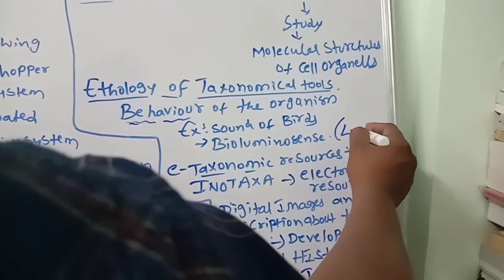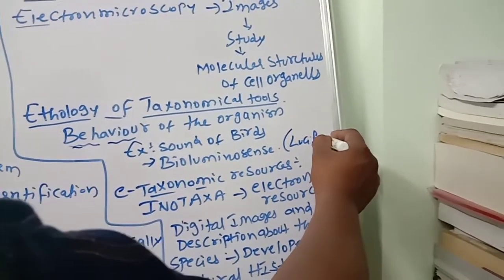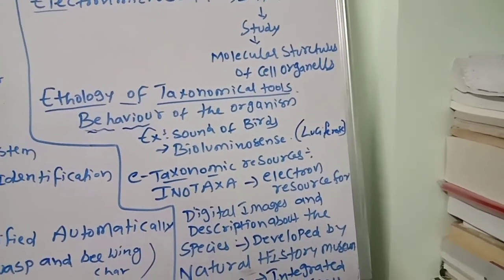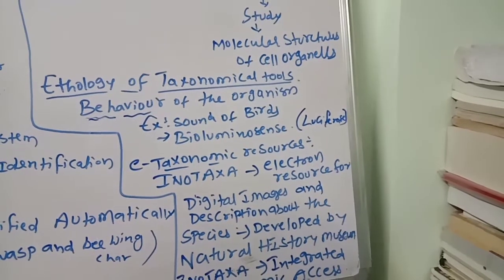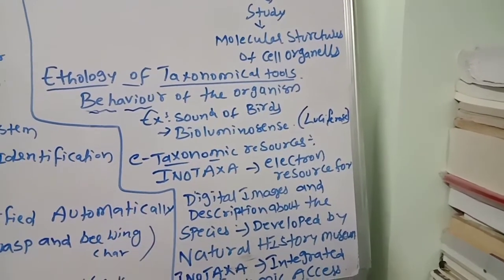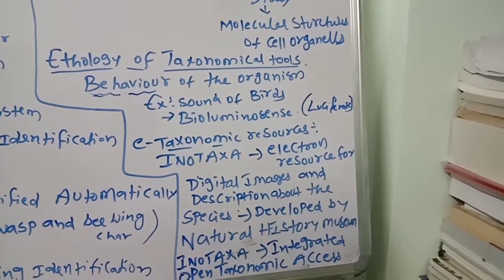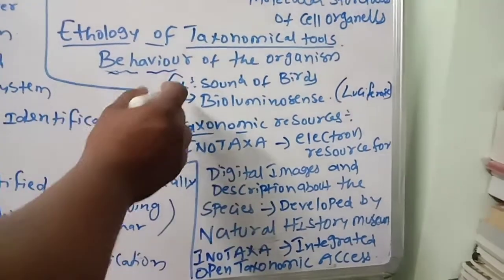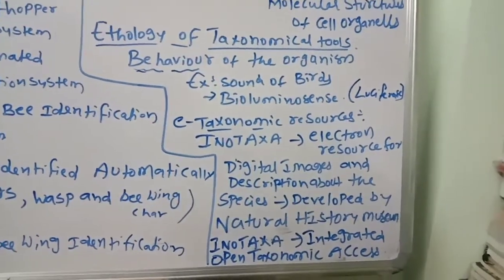Here one enzyme will be there, luciferase, for emission of light. Which enzyme will be there? Luciferase. Remember that name. So bioluminescence, emitting light. Insects are there or not? How are they emitting? Because of the luciferase enzyme, that is bioluminescence. Based upon that also we can separate the organisms.